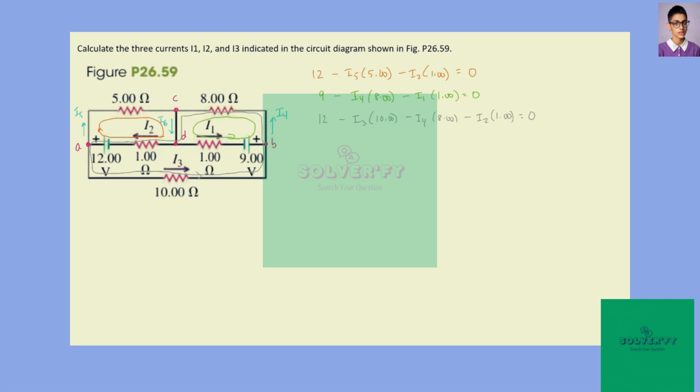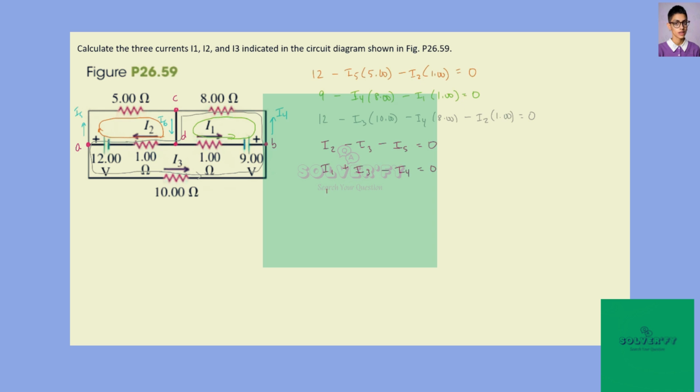Now let's do a handful of our junctions. At point A, we have I2 coming in minus I3 minus I5 equals 0. At junction B, we have I1 plus I3 coming in minus I4 leaving equals 0.